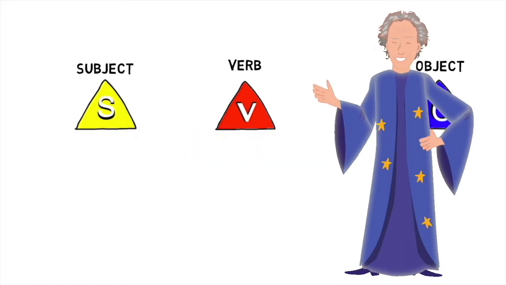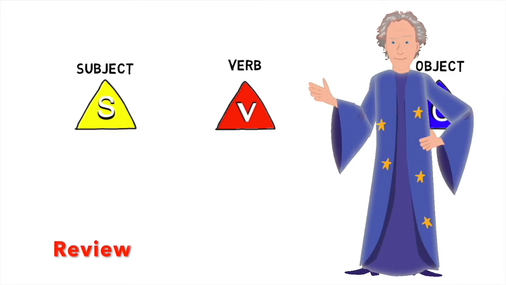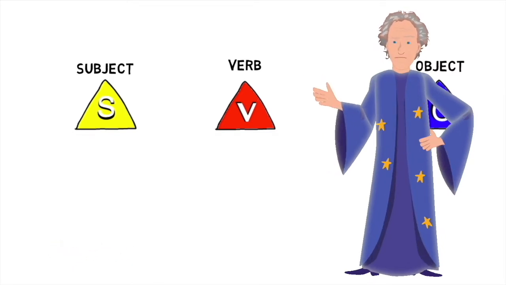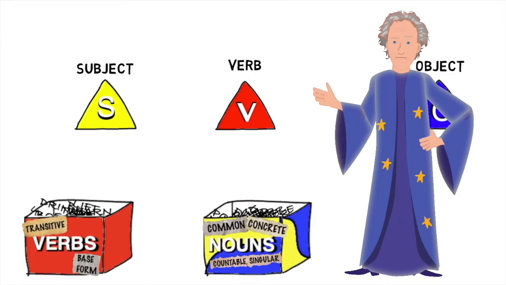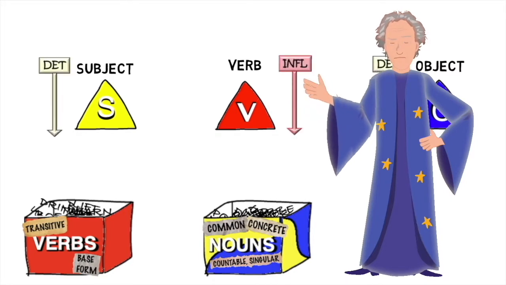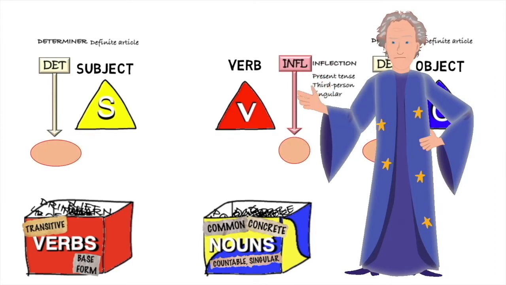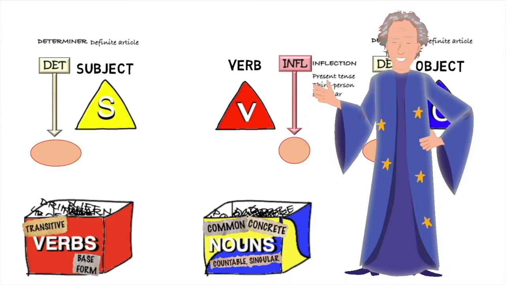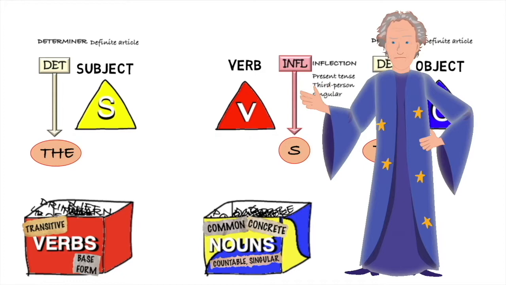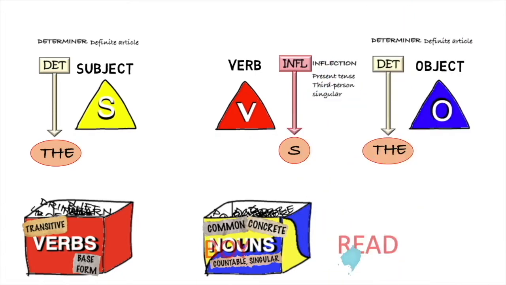Okay, so we've been introduced to the basic subject-verb-object structure of the English sentence, and we picked out certain kinds of verbs and nouns in order to be able to construct a very simple sentence. We decided that we would use the definite article as a determiner, and that the inflection would be for the third person singular of the present tense, so that we were going to be able to make sentences like this.